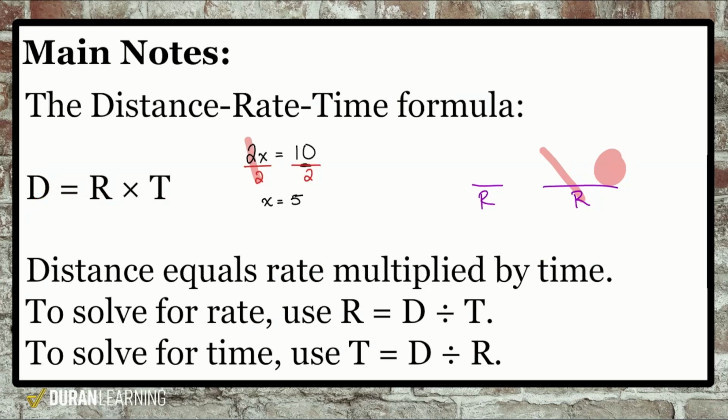But if you're trying to work backwards, everybody, if you're trying to solve for, let's say, the rate, well then you would divide both sides by the time. So distance divided by time. And same thing, if you're trying to solve for time, you would divide both sides by the rate. So long story short, everybody, this is what you want to write down in your notes. Essentially, if you're trying to find distance, you're multiplying. If you're trying to find the rate or the time, you are dividing.